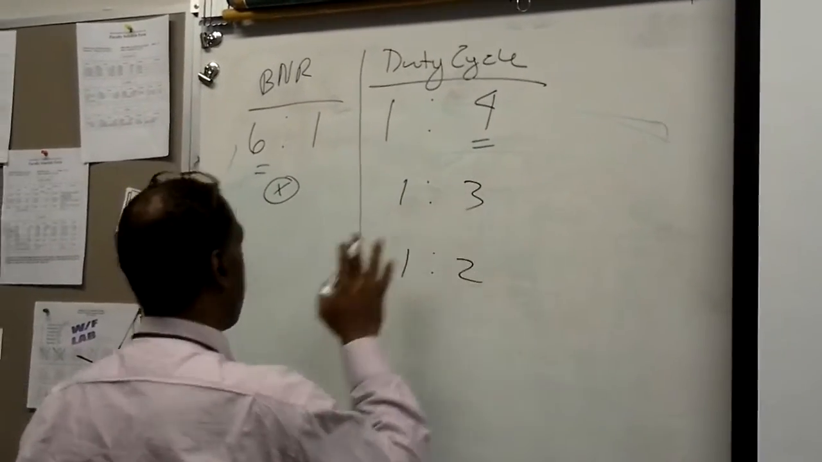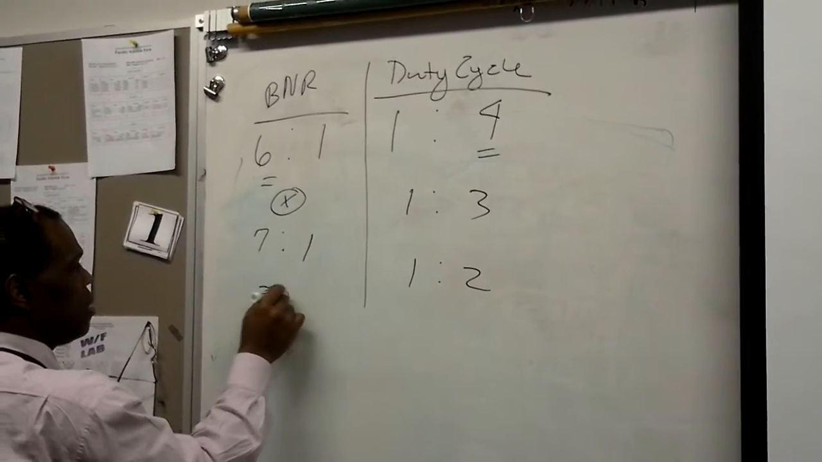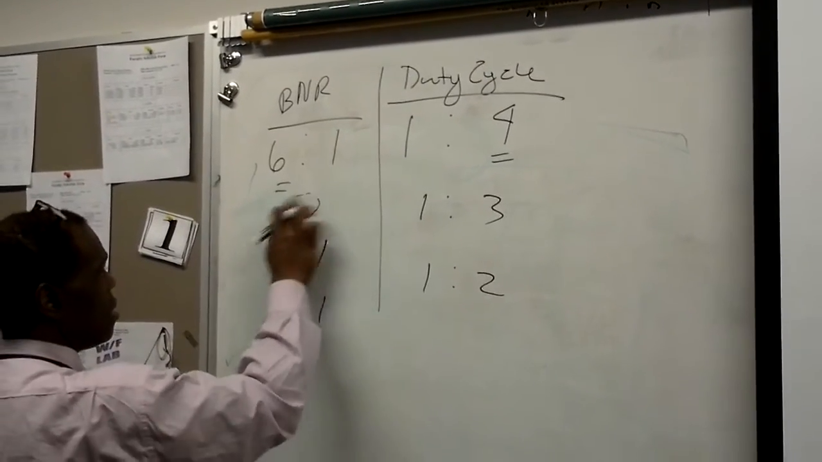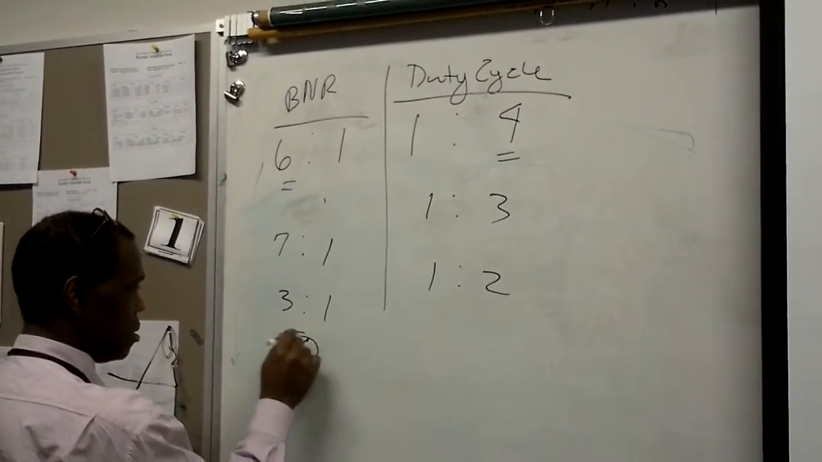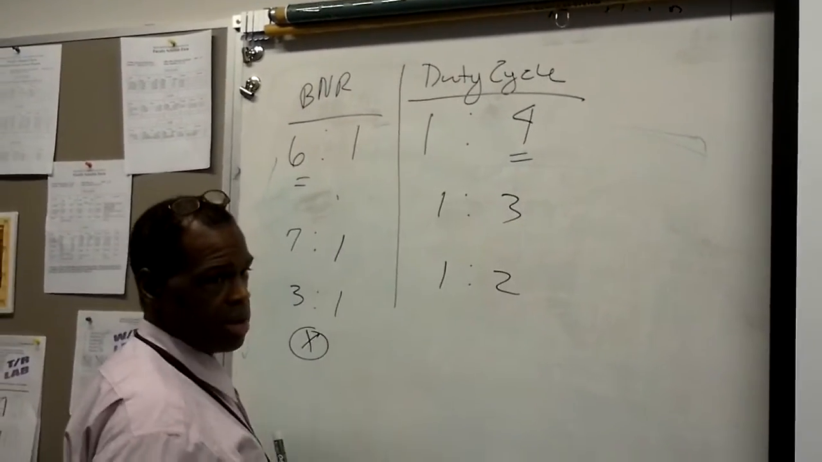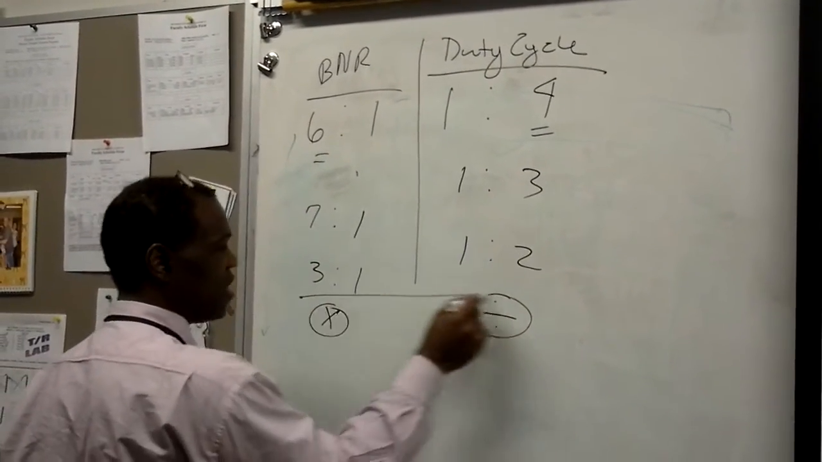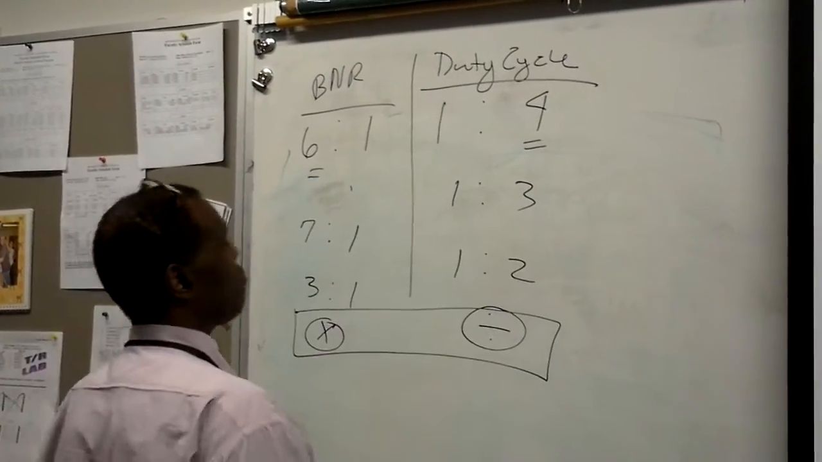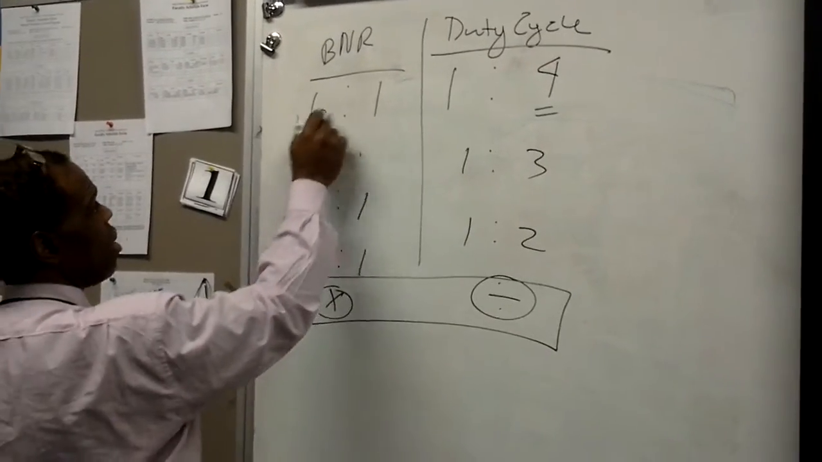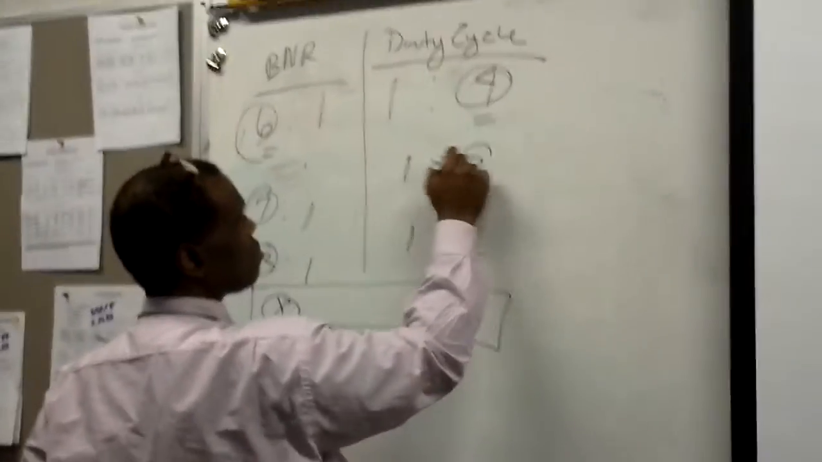It's divided. Here, I can have 7:1, 3:1. But here, we're looking at the BNR. Multiplication for BNR. Duty cycle is division. D for division. So if I can remember duty cycle, I can remember BNR. All right, so now let's work it, because, again, here's my larger numbers on the outside.